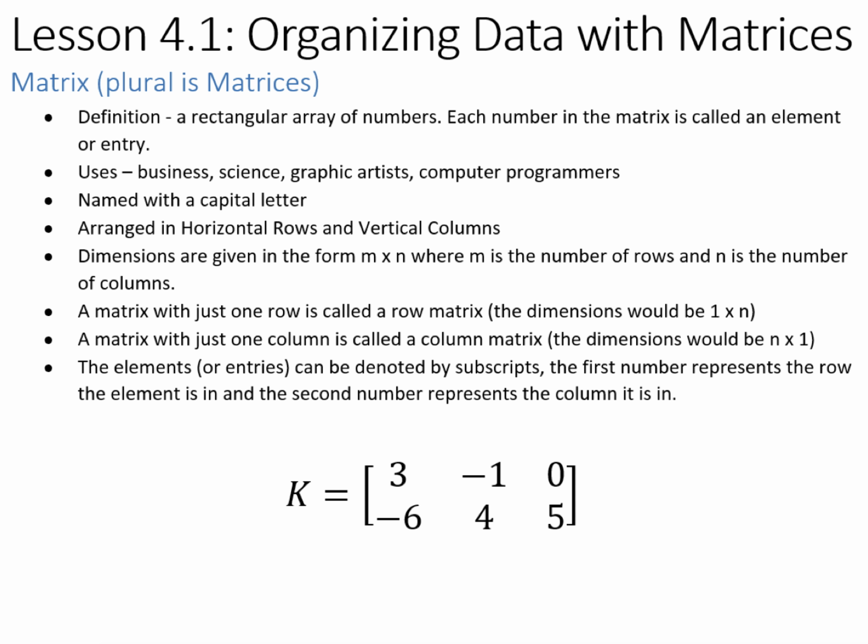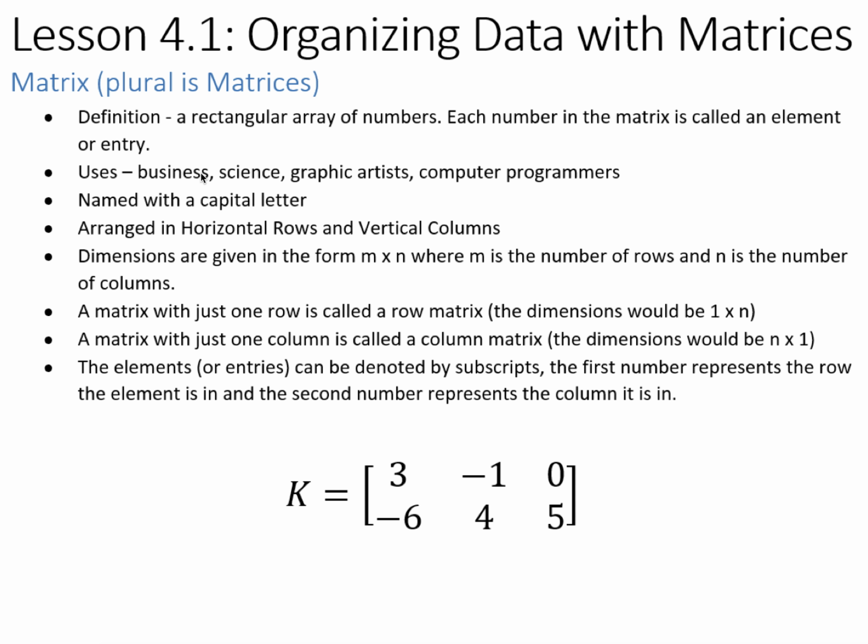uses. So matrix, or the plural of matrix, if you have more than one matrix, they are called matrices. The definition is a rectangular array of numbers. Each number in the matrix is called an element or an entry. So down here at the bottom, we have a matrix. We put brackets to show that it's a matrix. And so this one, these are each elements: 3, -1, 0, -6, 4, 5. And it's in a rectangular form.